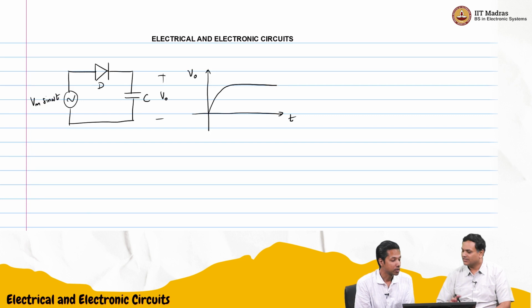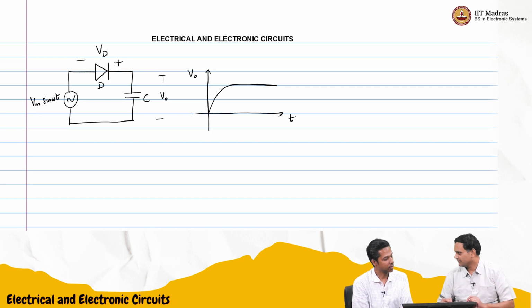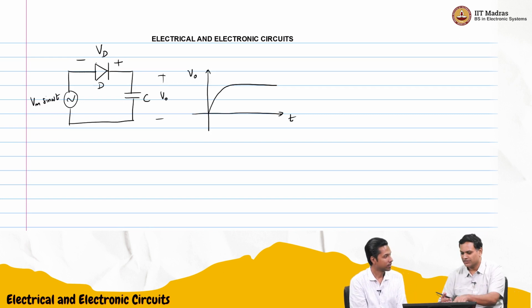This is V naught. What about VD, the voltage across the diode? It is on during the first quarter cycle. Afterwards, it's off. So when it's on, of course, it is 0. So this is the voltage you're interested in, VD. It's reverse bias after that. So this is the way we want to draw it.